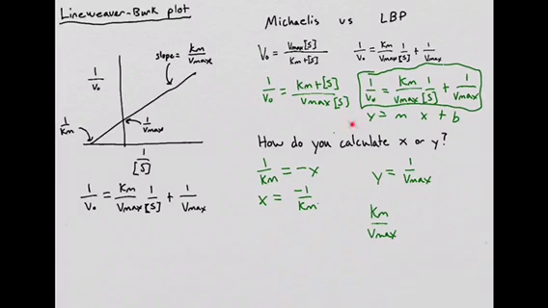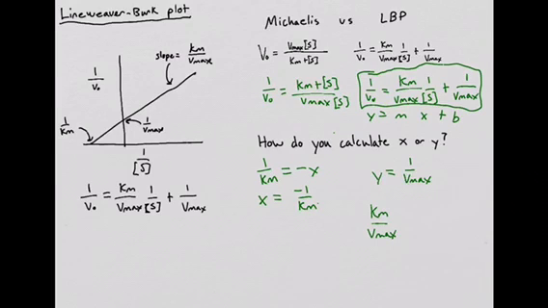So it's y equals mx plus b. I would say one of the most important things about the Lineweaver-Burk plot is how do you calculate x or y? If we look at this point right over here, we have an x value. So we would put 1 over Km equals negative x. Keep in mind that it's a negative x because it's on the negative side of the graph. So from there we can find our x. Also we can find our Km if we're given our x, so keep that in mind.